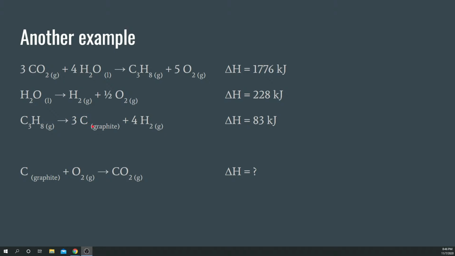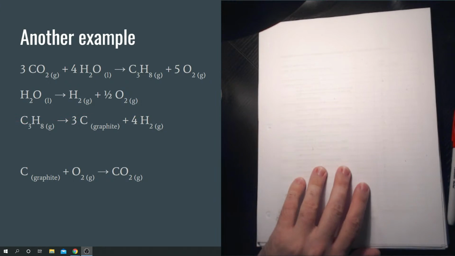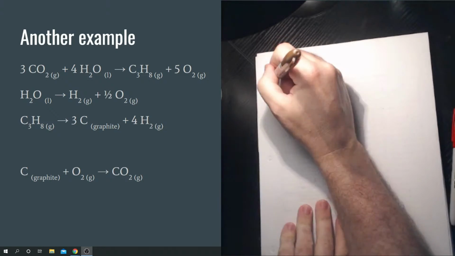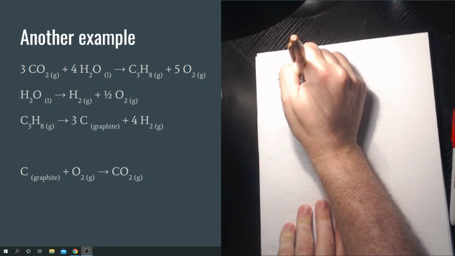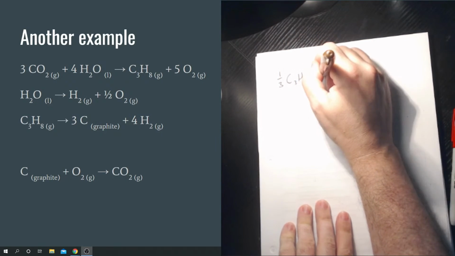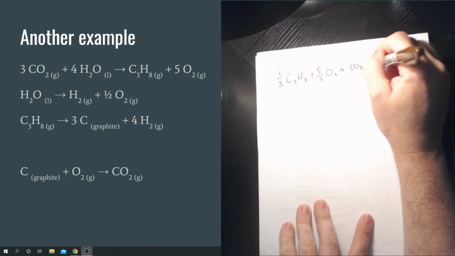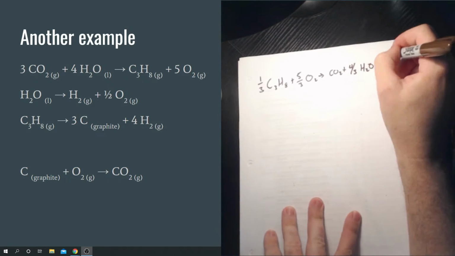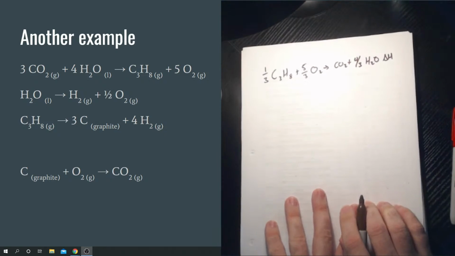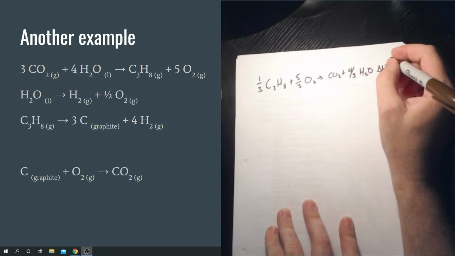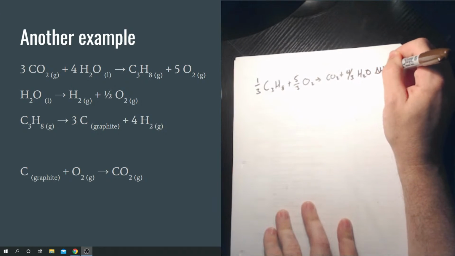So we need, first up, carbon dioxide on the right, and we only need one of it. We need carbon on the left, and we only need one of that. So what I'm going to do is flip both of these reactions, and I'm going to divide by 3. Okay. So we're going to have 1/3 propane plus 5/3 oxygen yields CO2 plus 4/3 H2O. That's going to give us an enthalpy change of 1776 divided by 3, which is 592.